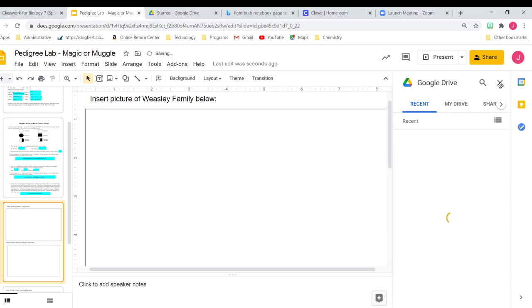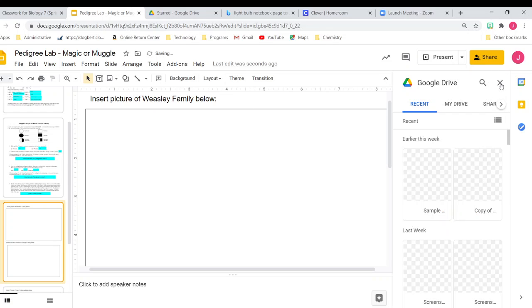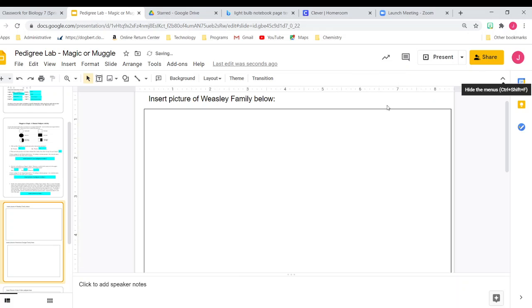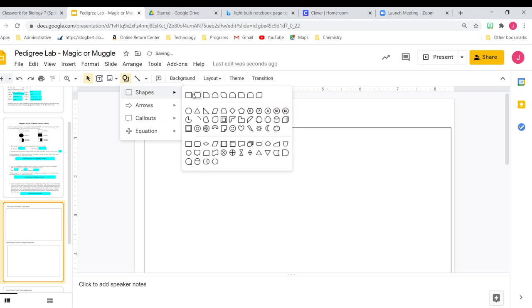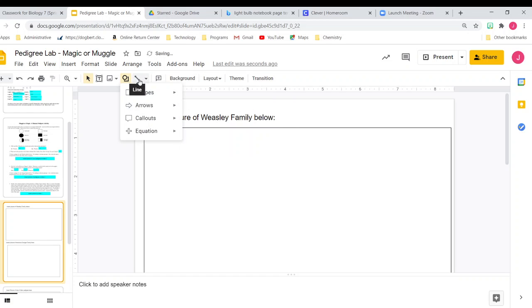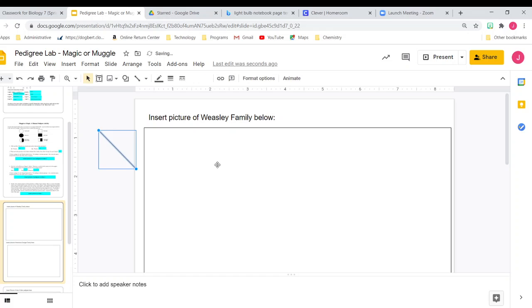Okay, and then what you're going to do, if you're really good at making things here digitally, you can also use these shapes here. You have squares and circles to make your pedigree, and here's the one for lines. And then when you make your shape, the hard part will be the half shading. So that's why I say most likely the easiest thing to do would be to do it on paper, insert picture, okay?